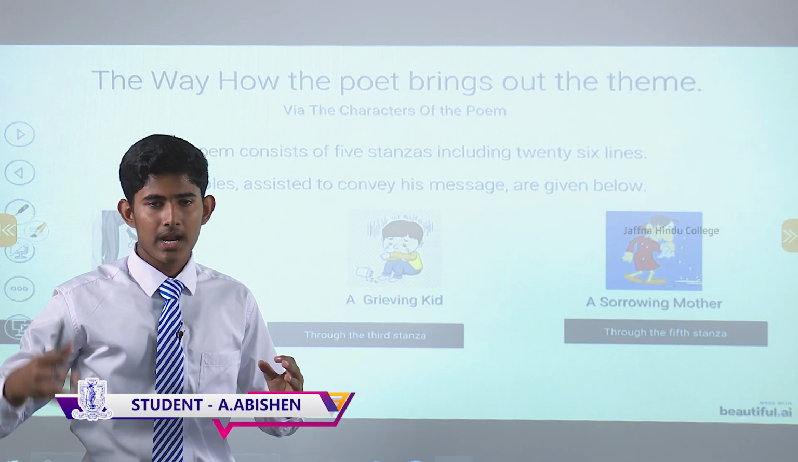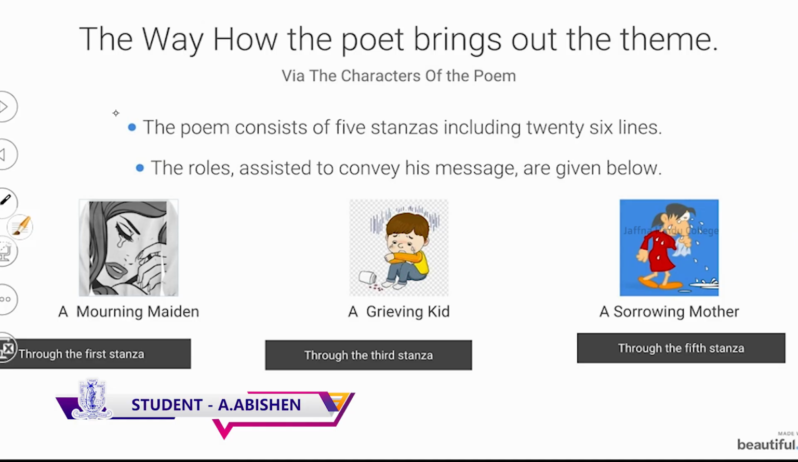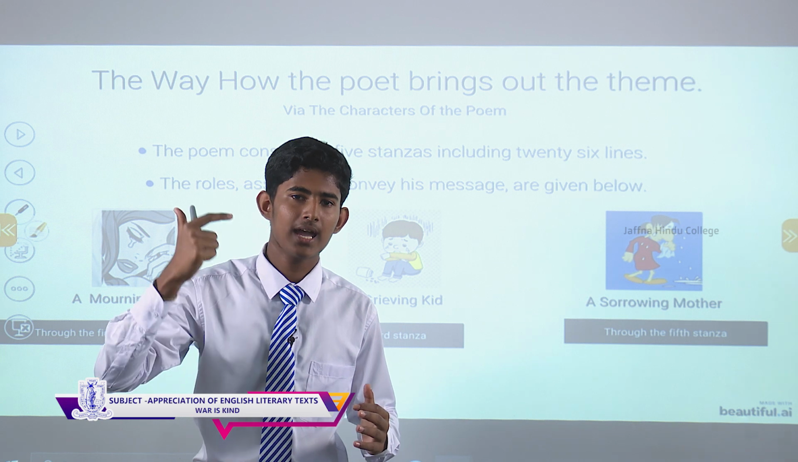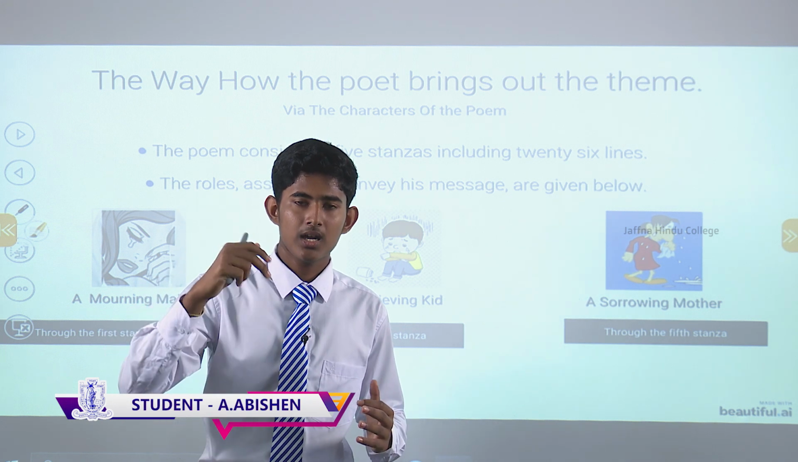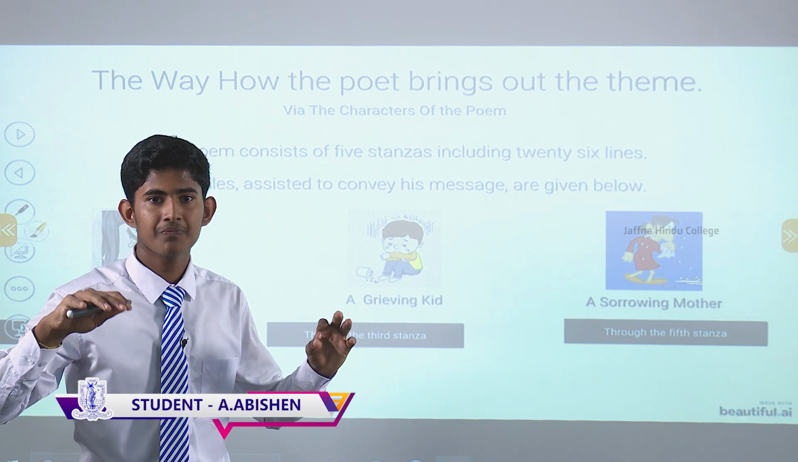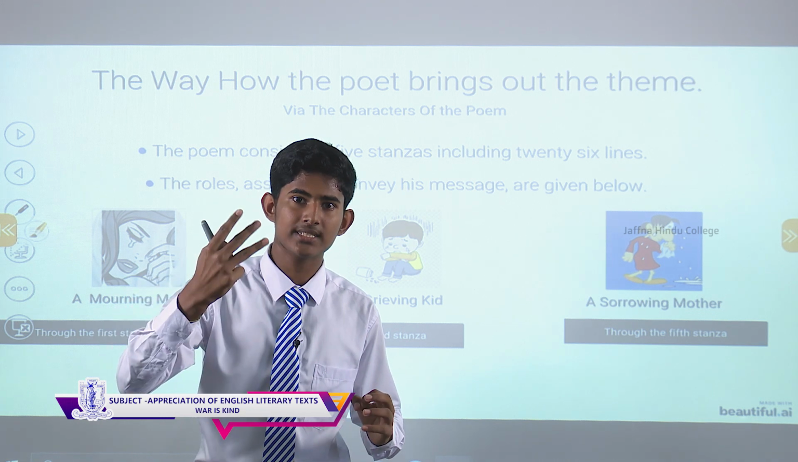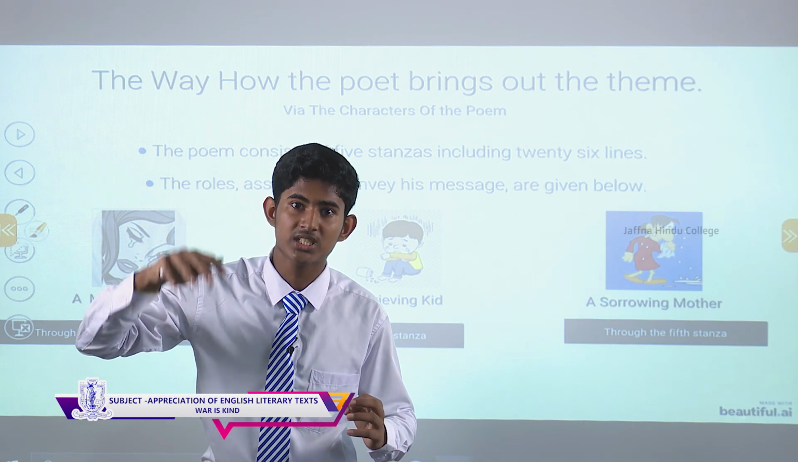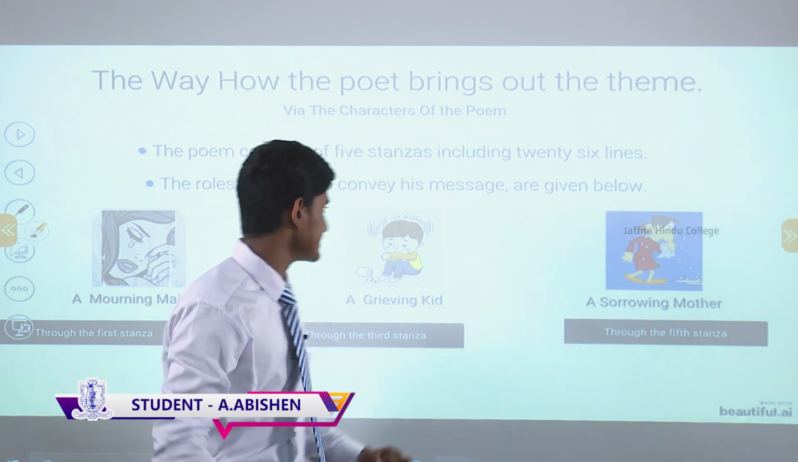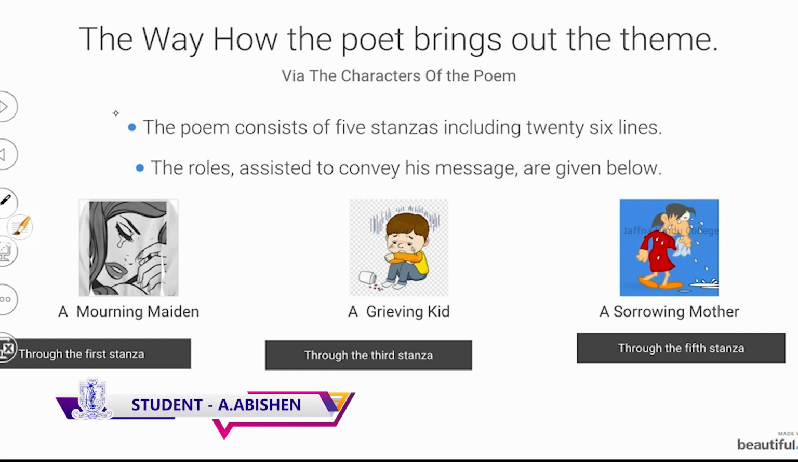The fabrication of the narrator. There are two main ways how the narrator fabricates his theme. First one is using three personalities: grieving kid, mourning maiden, and a sorrowing mother. Actually, this poem consists of 5 stanzas, including 26 lines, and out of the 5 stanzas, in 3 stanzas the poet is describing the sufferings of 3 personalities named as mourning maiden, grieving kid, and a sorrowing mother.